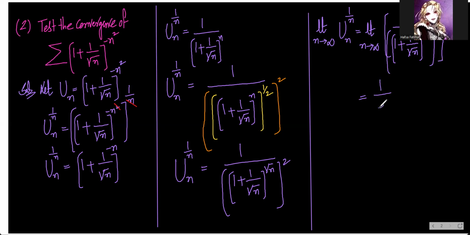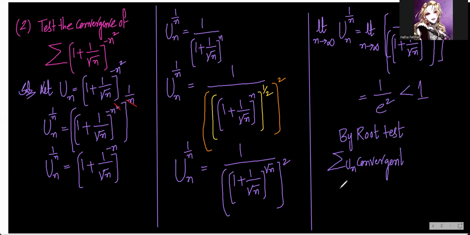1/, this total becomes e and the square will be as it is. Any value in 1/ form after 1 is definitely less than 1. You can convert it to decimal if you want, otherwise no problem. Since it is in 1/ form, it is smaller than 1. By root test, it is 0.135. Summation un is convergent, because we are getting less than 1, and this problem will be completed.